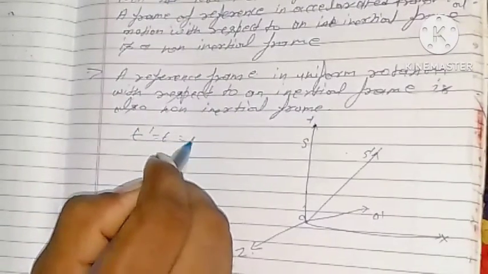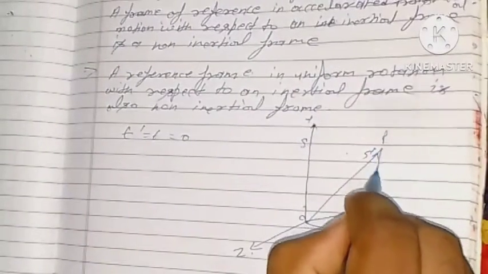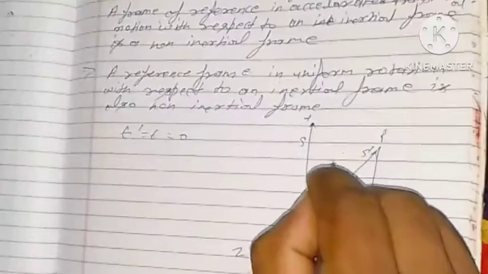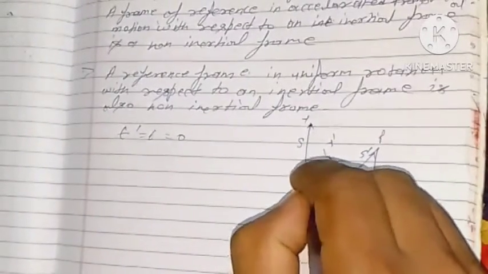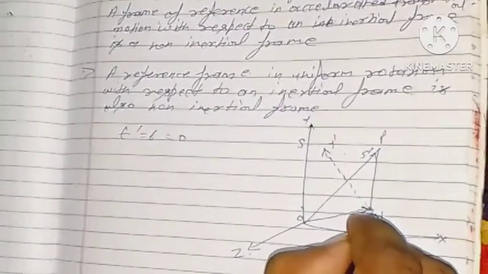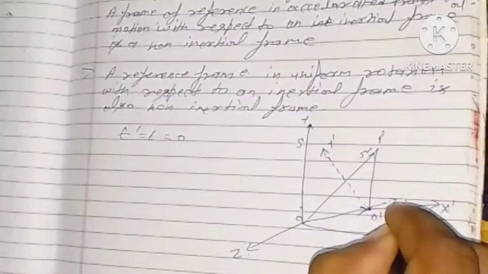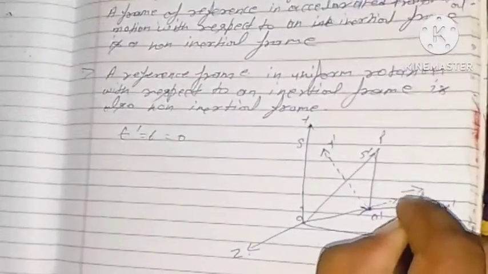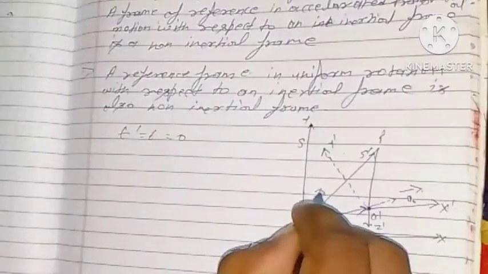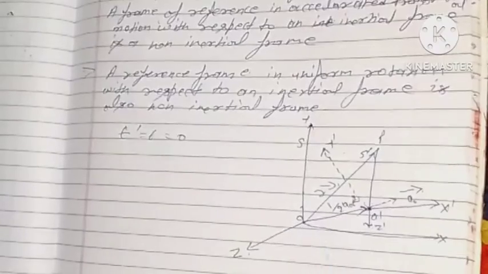Consider the origin O dash and O at t dash equal to 0, and this is the point P. This is the y dash, this is the x dash, this is a0, and this is the z dash. Vector r, one half a0 t square.